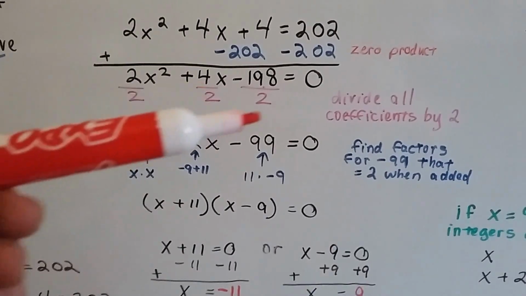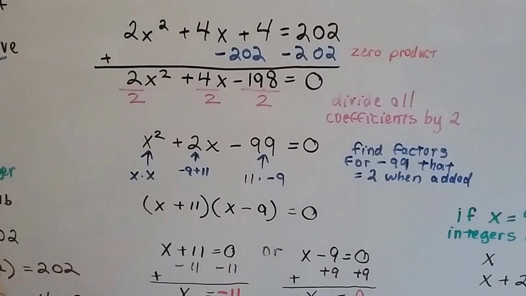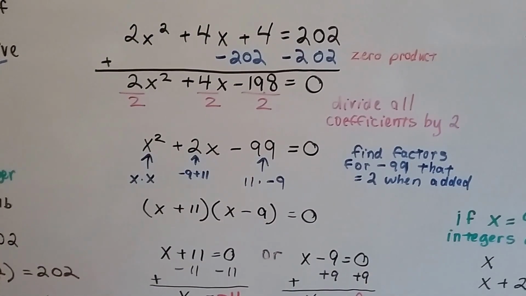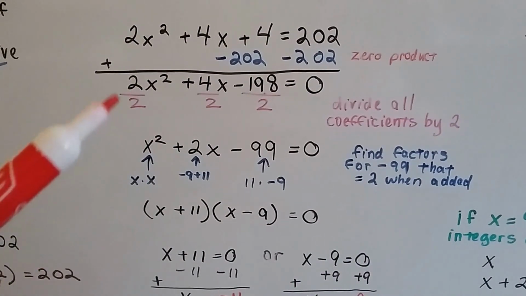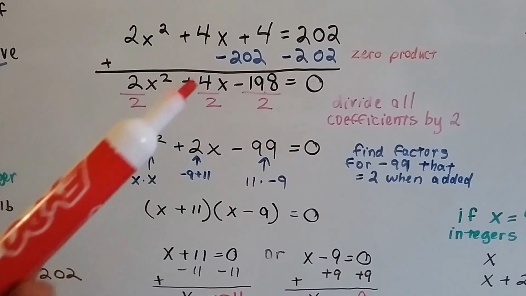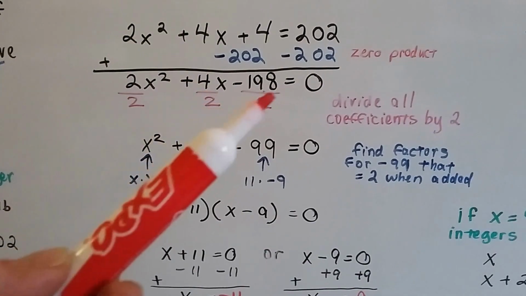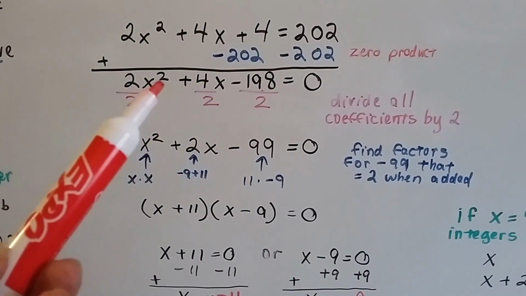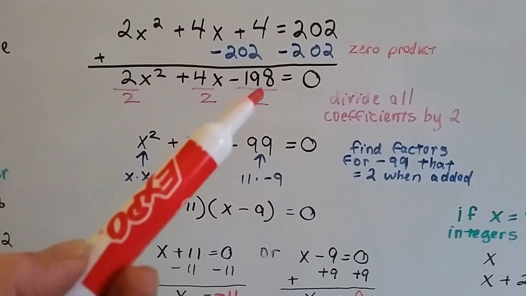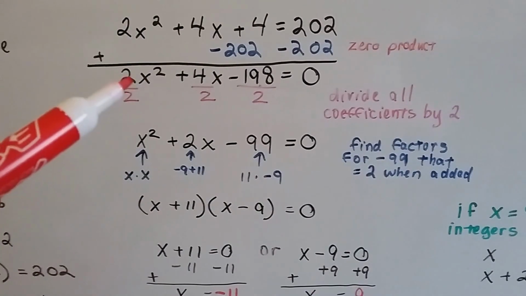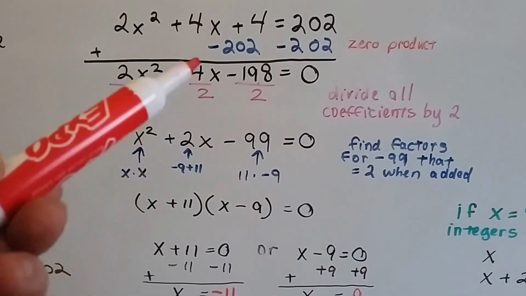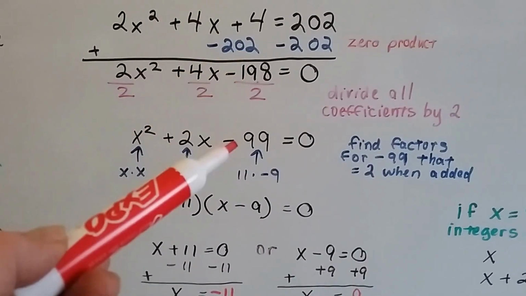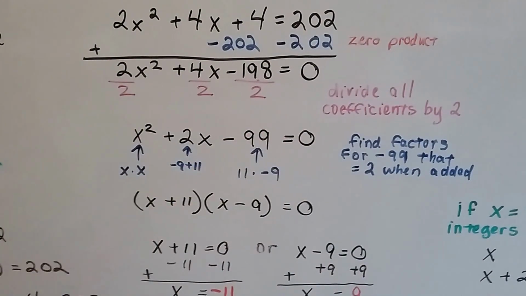Every coefficient here can be divided by 2. You can think of it as you're factoring out the 2, but every coefficient can be divided by 2. See, we're not dividing that x squared, we're dividing the coefficients, okay? So that's going to give us an x squared and a 2x and a minus 99 equals 0.